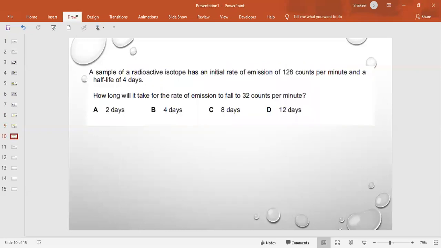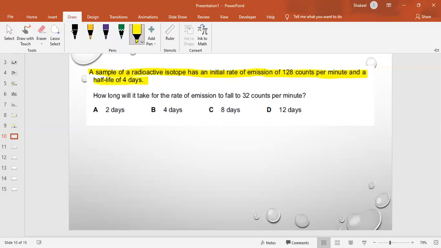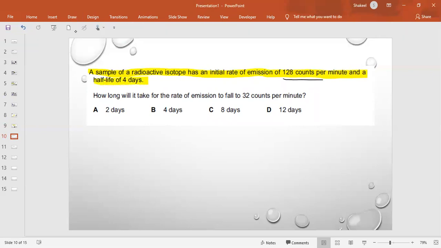Okay, next question. A sample of radioactive isotope has an initial rate of emission of 128 counts per minute and a half-life of 4 days. So this initial count rate is the activity rate A0, which is 128. And its half-life is 4 days. Now they're asking how long it will take for the rate of emission to fall to 32 per minute.